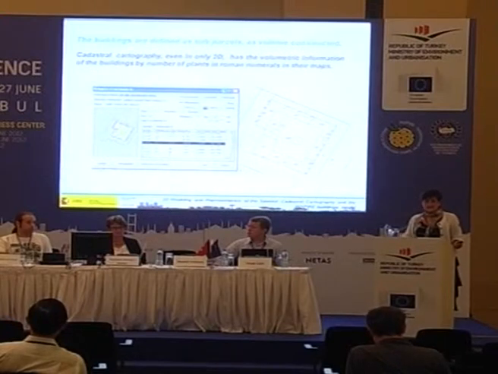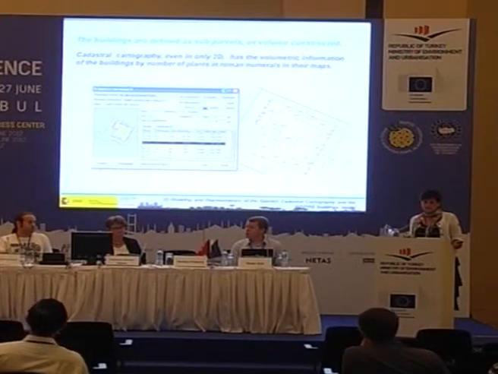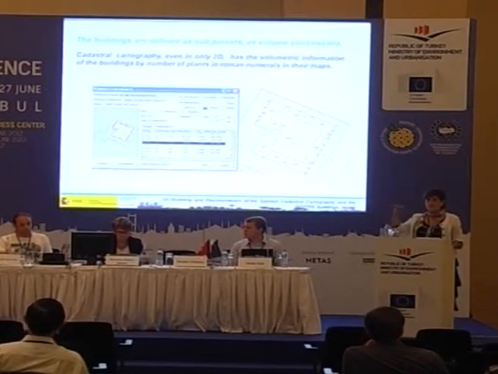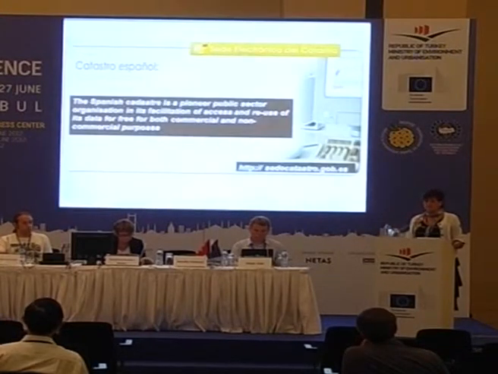The buildings in the maps are defined as subparcels, as a volume constructed. Cadastral cartography, even if it's only in 2D, has the volumetric information of the buildings by number of plants in Roman numerals in their maps. So we have for every flat one document, but also in the map we put every volume, if it's two floors or 3 floors, one under the ground and 2 floors over. So in this way, with subparcels, we describe all the buildings.